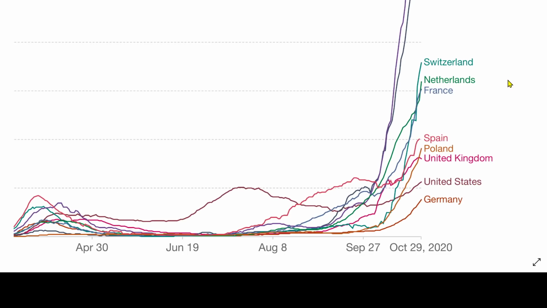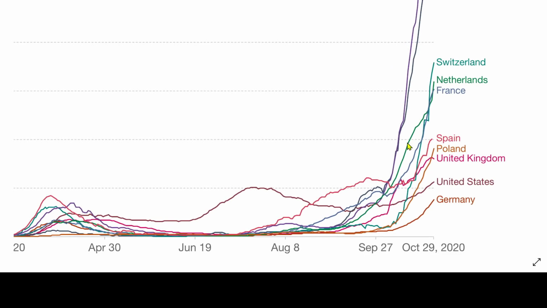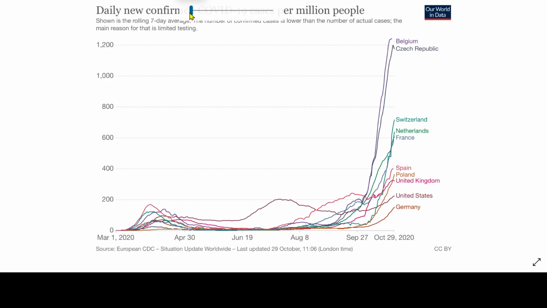Switzerland, Netherlands and France next, all with steep upwards trajectories. Then Spain, Poland and the United Kingdom. Germany going up but at the bottom, and the United States in terms of cases per capita in between Germany and the United Kingdom. So always like to look at it per capita there. It gives a more representative idea of how it's affecting the population as a whole.